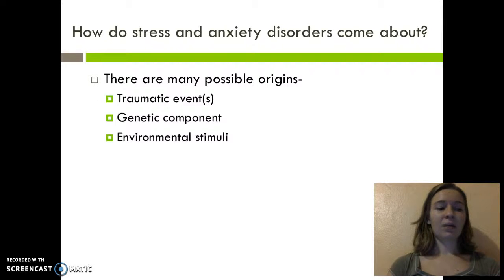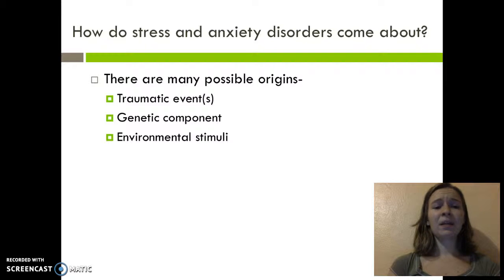Second is a genetic component, which according to the Neuroscience Journal, 30 to 40% of stress and anxiety disorders have a hereditary component, which means that the gene is passed from father or mother to the child, and there's a predisposition for that individual to develop a stress or anxiety disorder.